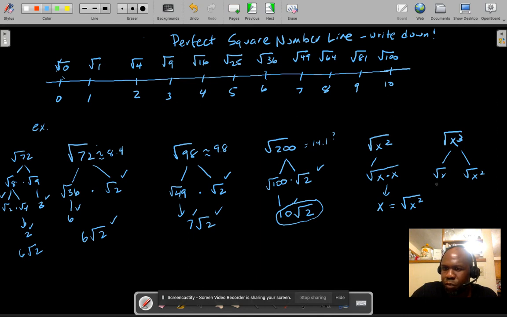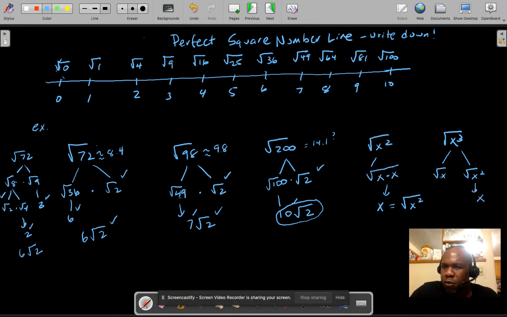Remember back from our work with the law of exponents, the multiplication rule: we multiply both these numbers together and add the exponents. See how it comes back to you. So what do we know about x squared? The square root of x squared is going to equal x, because that's a perfect square. So we're going to break that out.